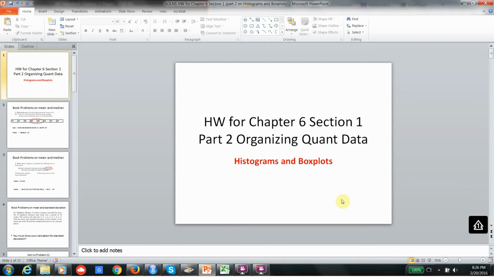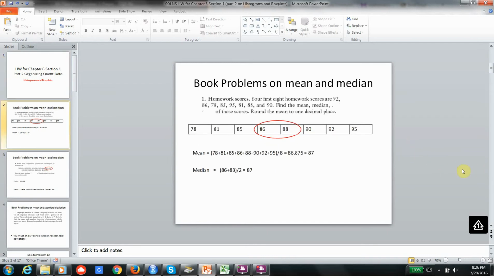Okay, so this is the homework set on Chapter 6, Section 1, where we're dealing with organizing quantitative data. And so the first problem is from the book. It's giving us a small data set, and it's asking us to find the mean and the median. I took out the mode. We're not going to worry about that so much.